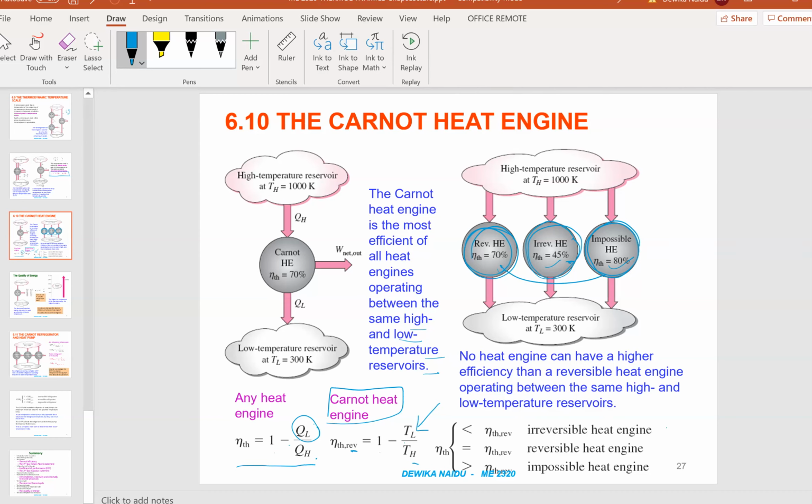The impossible heat engine will be anything that is higher than the 70%. Okay, this is a summary. Let's look at it. Whatever you've calculated here.